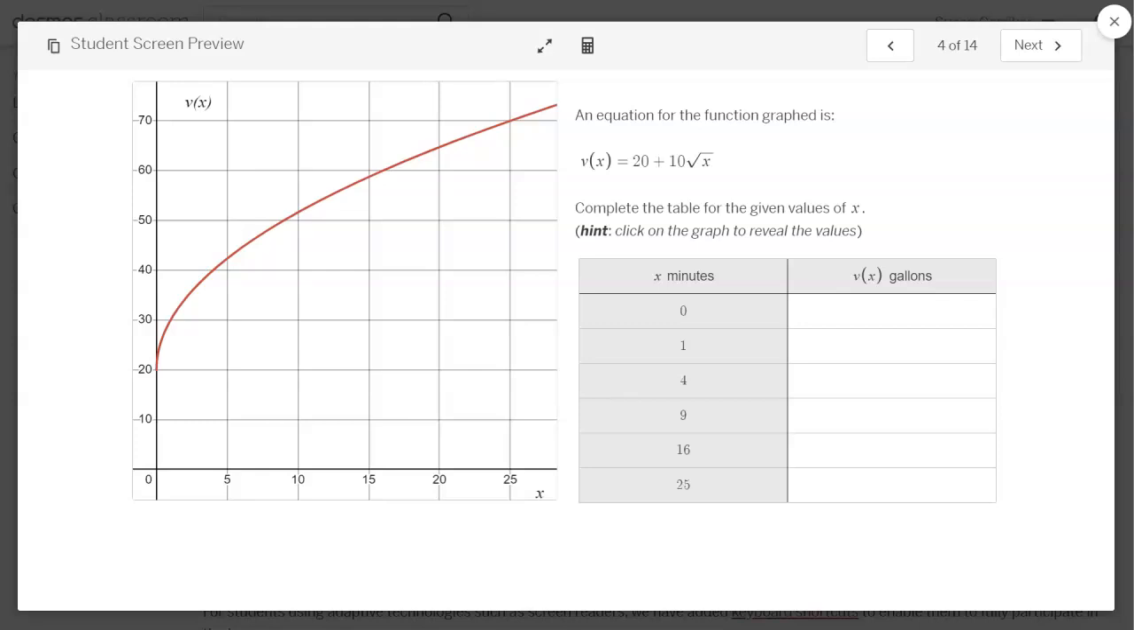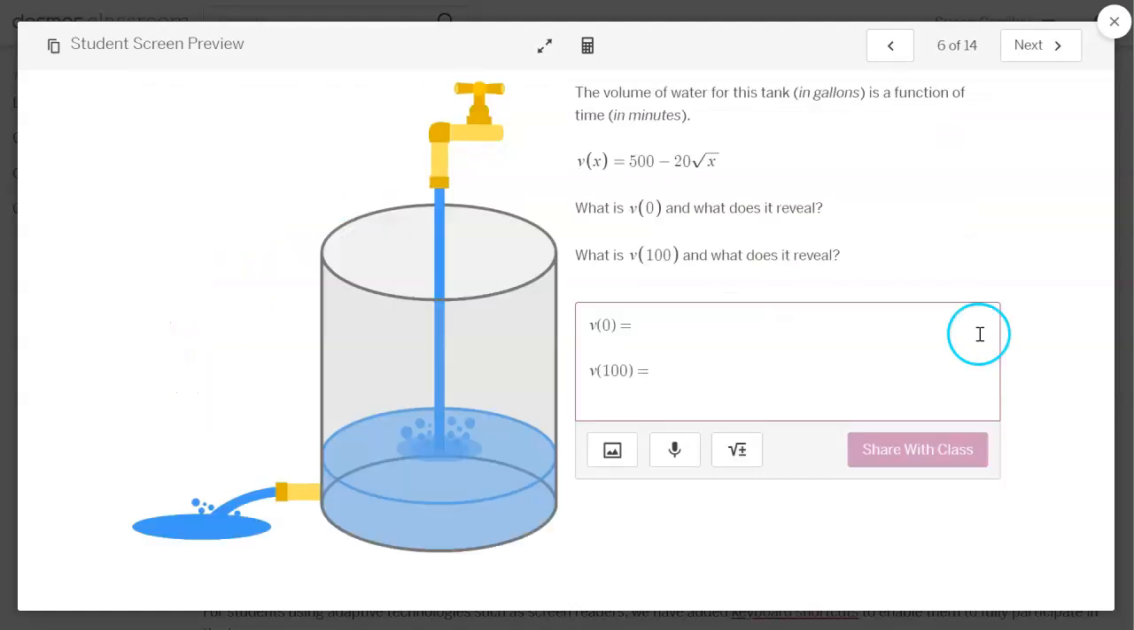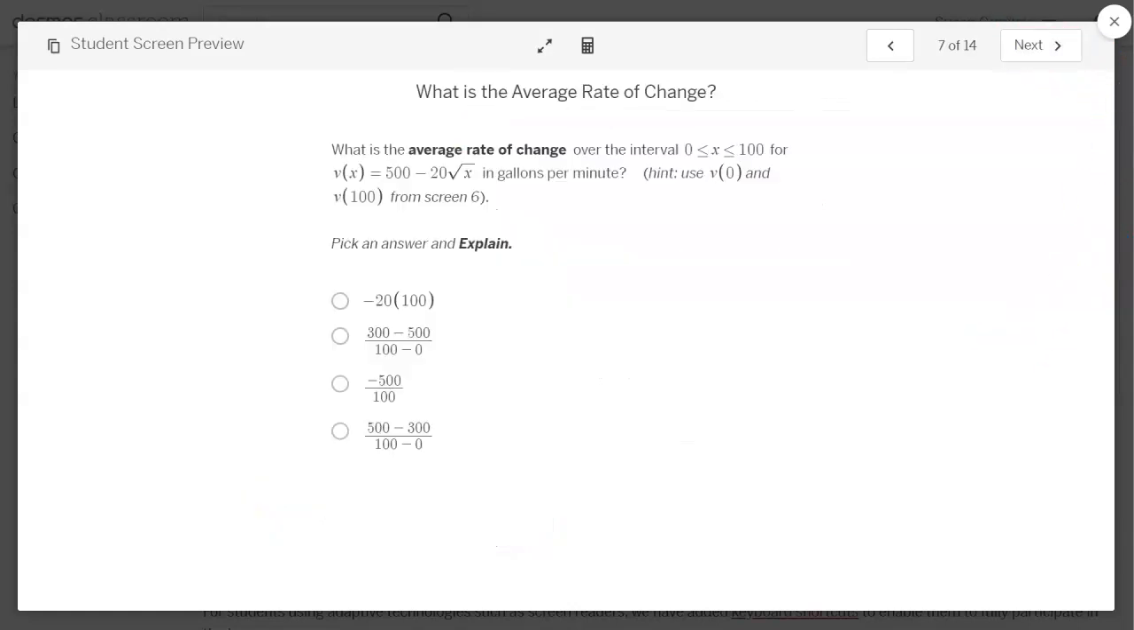Here we have a square root function, and we will evaluate for different values of x to complete the table. And here we'll find the average rate of change over an interval of time. In this case, we're given a different function, and they're asked to find V of 0, which is our y-intercept, and V of 100, and explain what each of those reveal in this context. Here they're being asked which of these expressions represents the average rate of change over the interval 0 to 100. They will use the same points they had in the last screen.